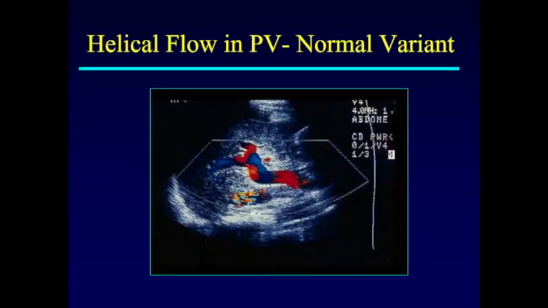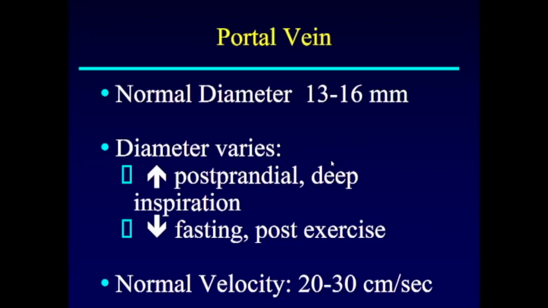This is what you sometimes can see. This looks like a yin-yang type appearance in the portal vein. That's the helical flow. That's a normal variant. The normal diameter, as we just heard already from Dr. Dogra, is 13 to 16 millimeters.